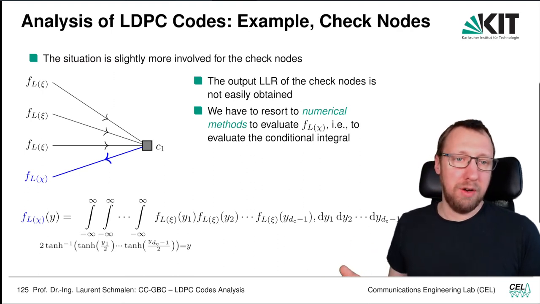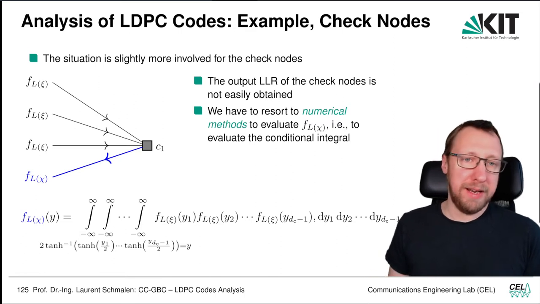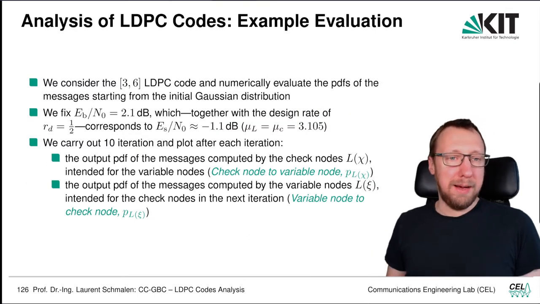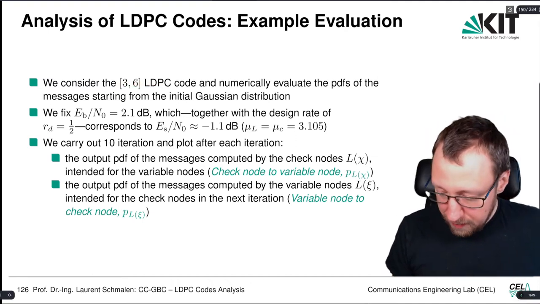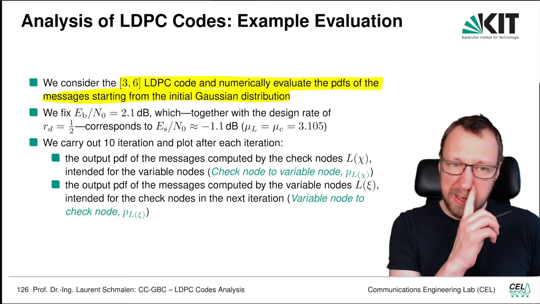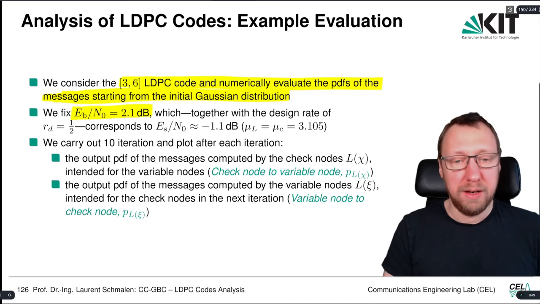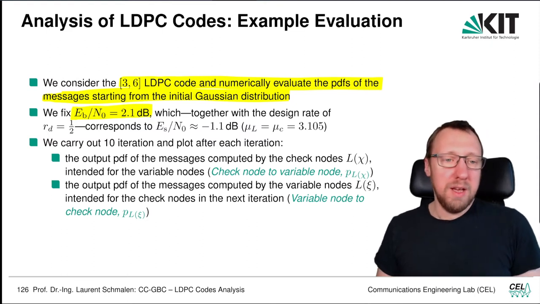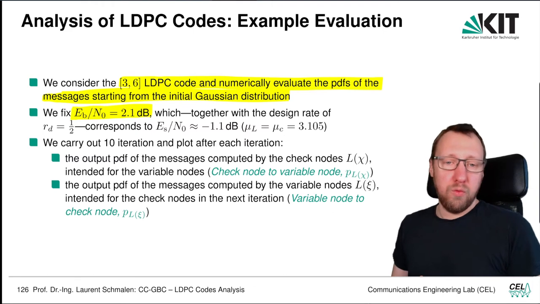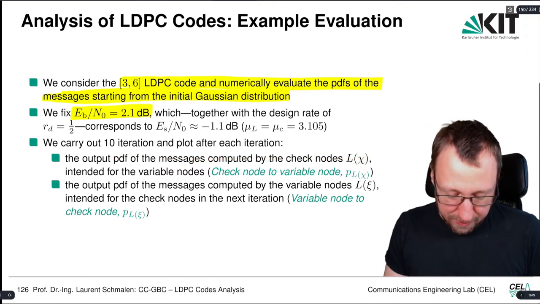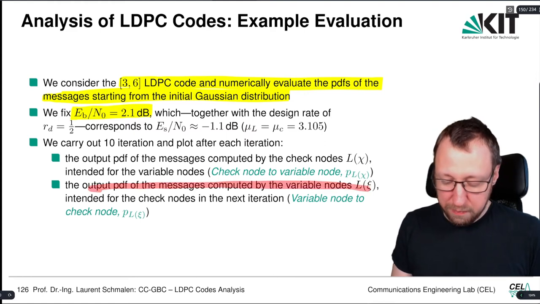And we have a MATLAB script that illustrates how to do this using a Monte Carlo method. We'll just look at the results. So let's look at an example. We look at the 3-6 LDPC code, and we numerically evaluate the PDFs starting from the initial Gaussian distribution. We fix an Eb/N0 of 2.1 dB, and this roughly corresponds to an Es/N0 of minus 1 dB. We do 10 iterations of decoding, and we always show the output PDF of the messages computed by the check nodes, L of chi, and the output PDF of the messages computed by the variable nodes, L of xi.